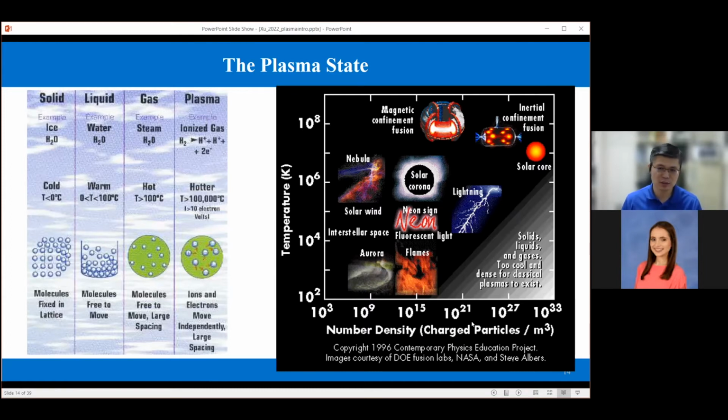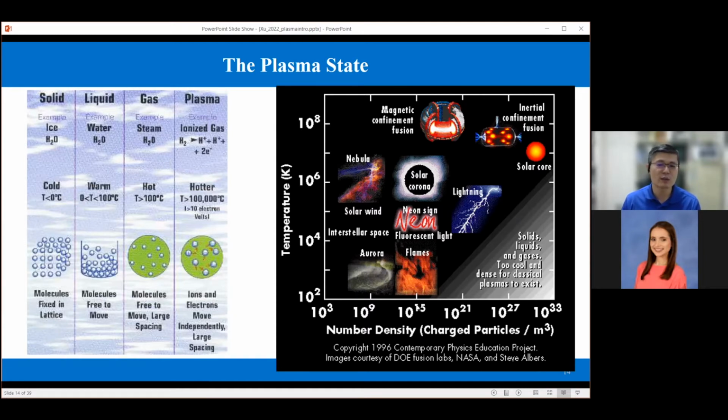Now, this chart over here kind of shows you the range or extent of plasmas. Plasmas are typically characterized in number density, basically how many charged particles there are per volume, and then how hot they are, how energetic the particles are. So at the high end, at the very dense and high end, you have fusion and stars. Right? So these are very hot, very dense, energetic plasmas.